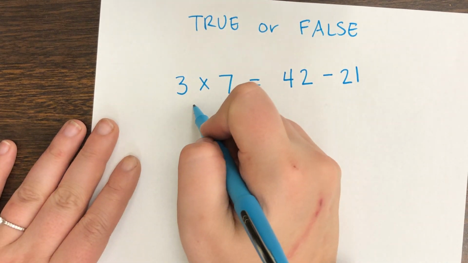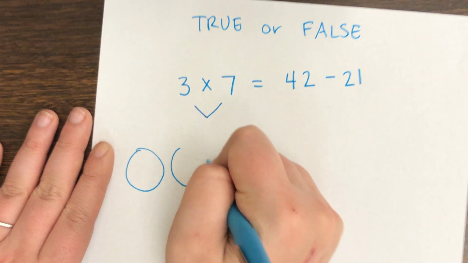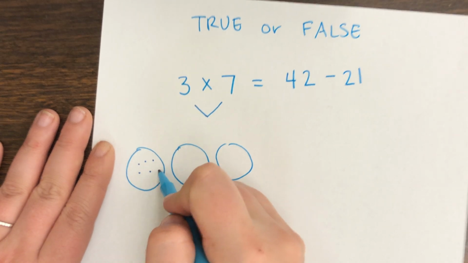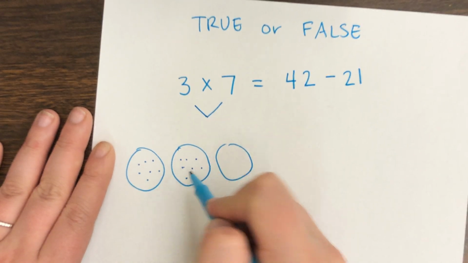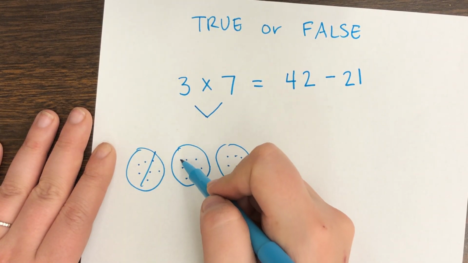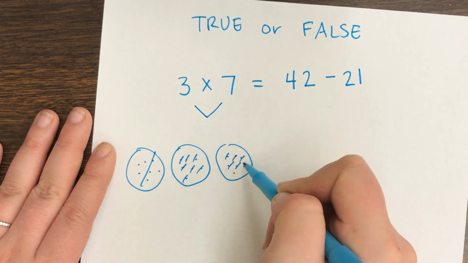Okay, 3 times 7, I'm going to solve this by doing 3 equal groups of 7, and remember we're multiplying, so we are getting bigger. I'm going to put 7 in each group. So I've got 7 here, 8, 9, 10, 11, 12, 13, 14, 15, 16, 17, 18, 19, 20, 21.